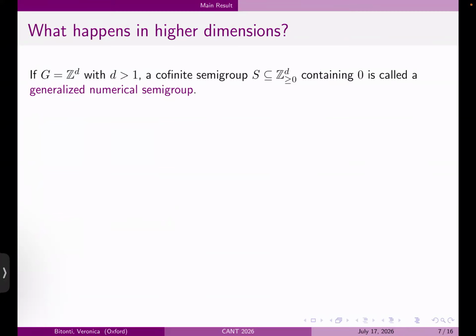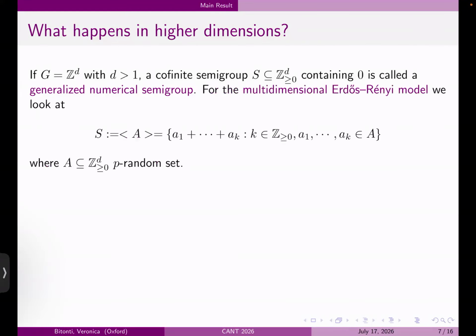And indeed, if we now specify our group to be the integers in dimension bigger than 1, and we pick a cofinite semigroup S that contains 0, then we can consider what we will call a generalized numerical semigroup because we're working in higher dimensions. And in particular, we can do a similar thing for the random case by looking at the multidimensional Erdős-Rényi model.